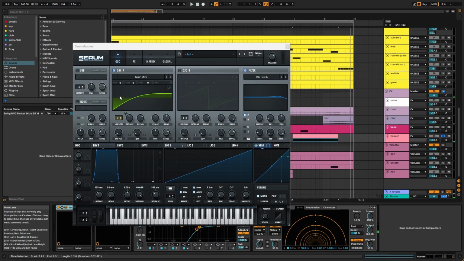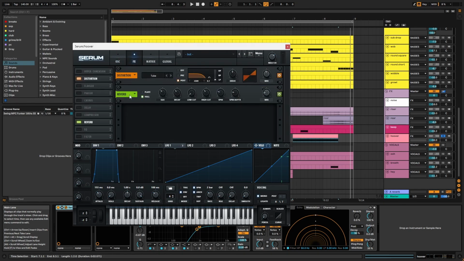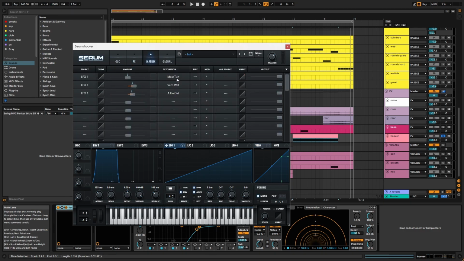We have a saw wave with its unison at 7, running into a low pass filter with distortion and reverb in the effects. The matrix shows that LFO1 is modulating the master tuning, reverb wetness, and unison detune amount.